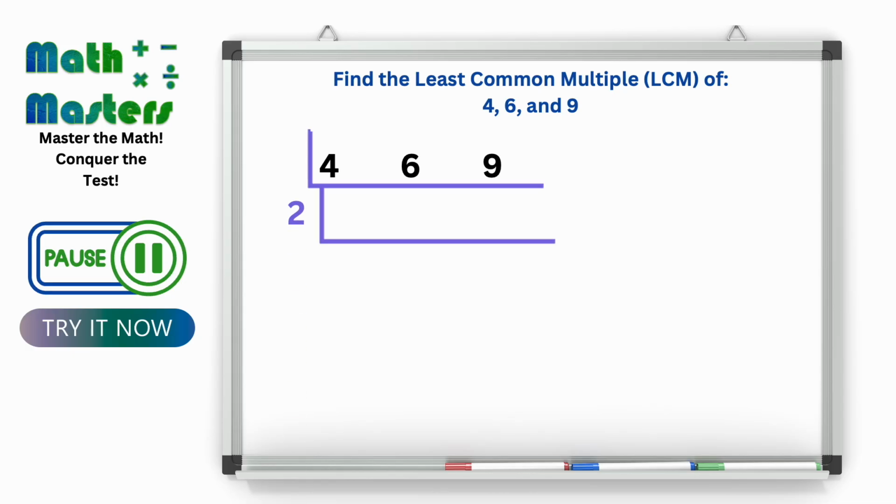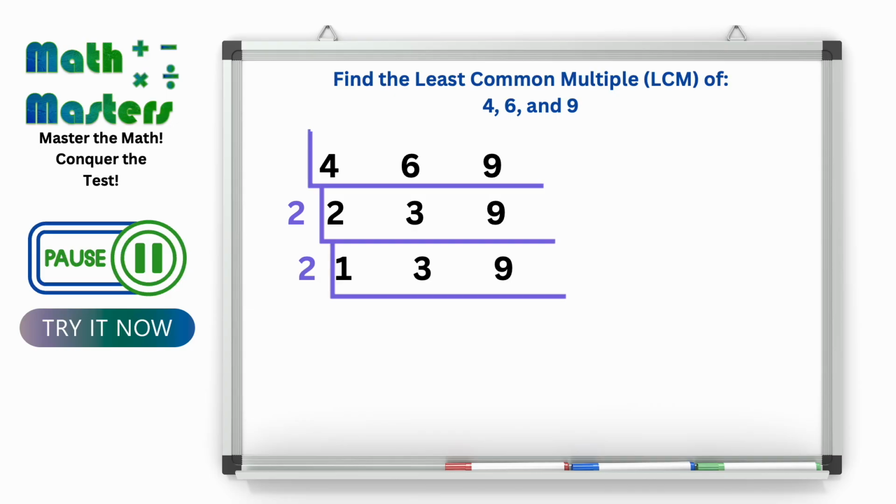4 divided by 2 is 2. 6 divided by 2 is 3. But we can't divide 2 evenly into 9. So we're just going to bring that 9 down. Let's keep dividing by 2. 2 divided by 2 is 1. But we can't divide 2 evenly into the other numbers. So we're just going to bring those down.